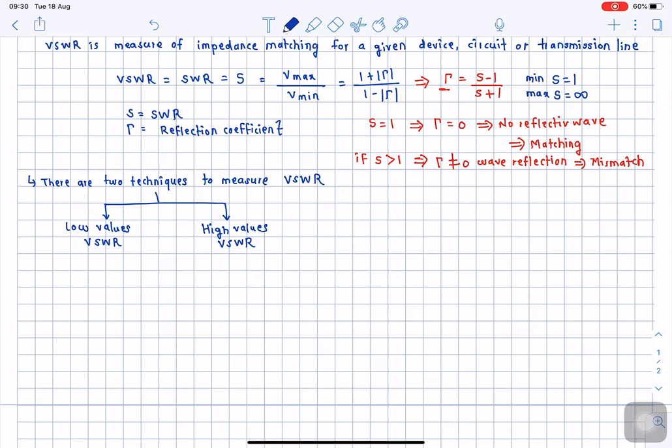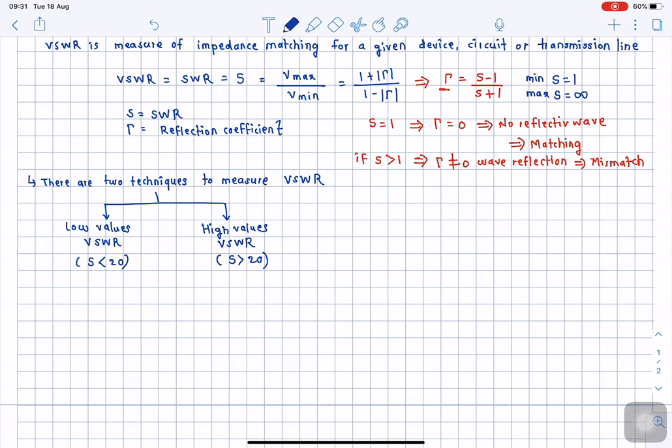So we are going to divide the procedure into two parts. First, we will see how to measure the low values of voltage standing wave ratio, that means standing wave ratio less than 20. There is another technique for high values of voltage standing wave ratio, and values greater than 20 are normally termed as high values. So there are two separate techniques to measure the voltage standing wave ratio.